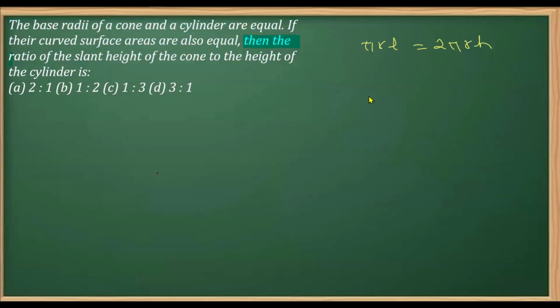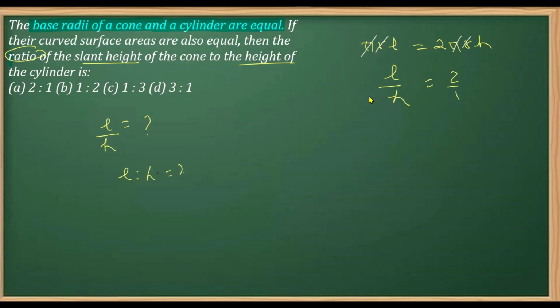Moreover, it is given that their base radii are equal. So that means their radius are same, so I can cancel this R. Further, you can see pi and pi also get cancelled. What we are required to find out is the ratio of slant height, which is L, to the height of the cylinder, that is L over H. L is to H is the question. So that's very simple. If I transpose H to the left hand side, we'll get 2 over 1. So the required ratio is 2 is to 1, and option A is correct in this case.